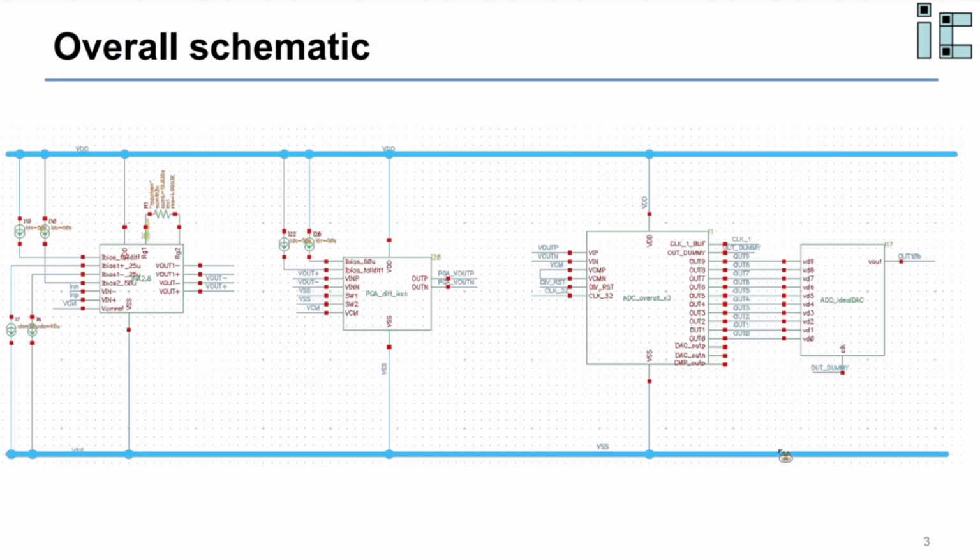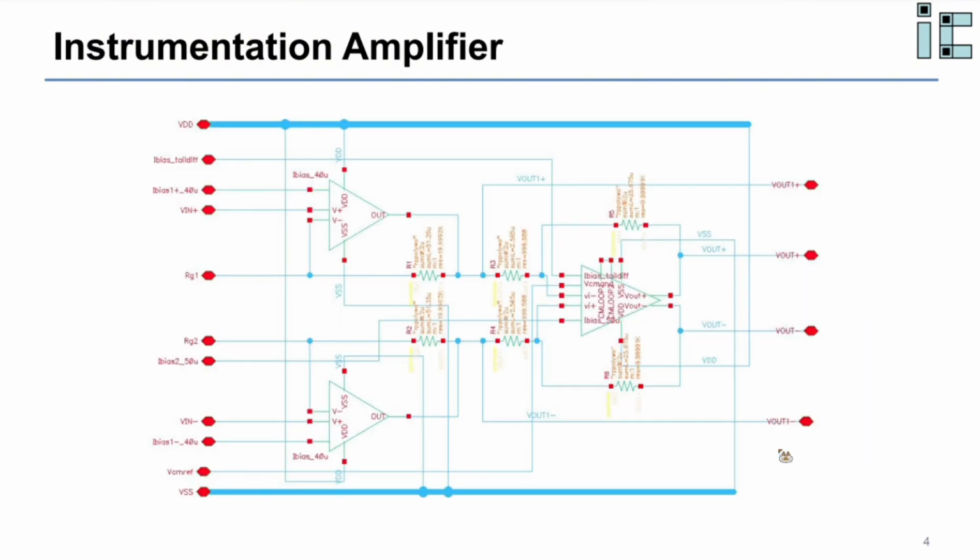This is our overall schematic. The INA, the first stage, is used to amplify the small ECG signal with high CMRR and 38 dB gain. We use a fully differential structure, which consists of a single-ended amplifier and a differential amplifier.